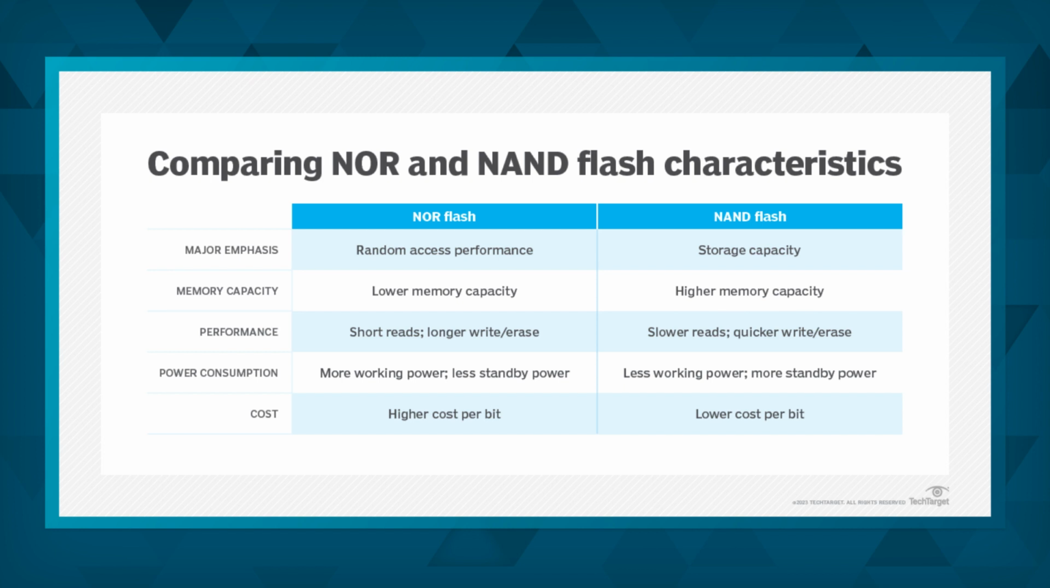NAND flash memory, on the other hand, offers higher storage density and lower cost per bit compared to NOR flash. NAND flash is typically used in larger storage applications such as solid-state drives, or SSDs, and USB drives. It excels in sequential read and write operations, making it ideal for high-performance storage.